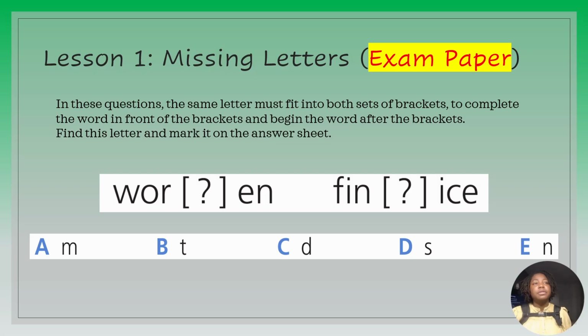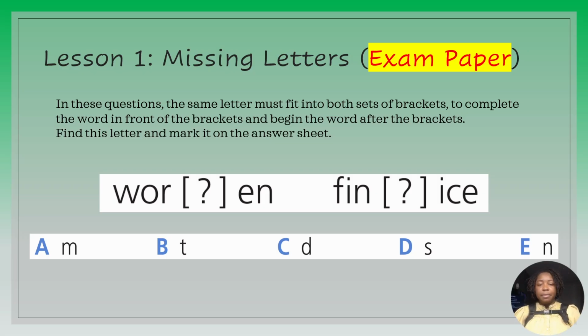We will go through 3 example style questions. The first one I'll do with you, and the next 2 you can have a go at yourself. The question would read, in these questions, the same letter must fit into both sets of brackets to complete the word in front of the bracket and the beginning of the word after the brackets. Now find the letter and mark it on your answer sheet.